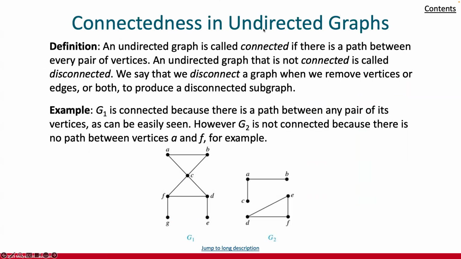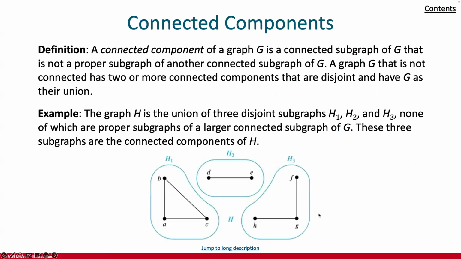In terms of connectedness in undirected graphs, an undirected graph is called connected if there is a path between every pair of vertices. An undirected graph that is not connected is called disconnected. We disconnect a graph when we remove vertices or edges or both to produce a disconnected subgraph. So keep that in mind. Here is an example that you can walk through and see how that would look.